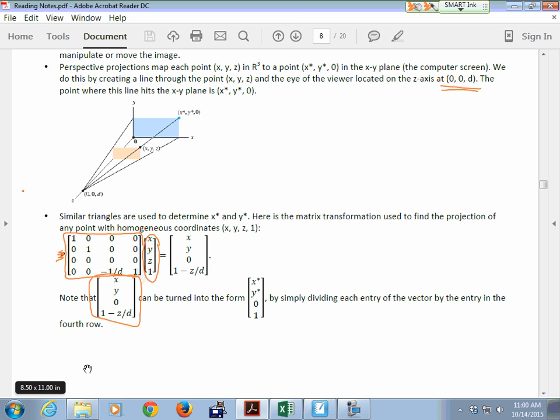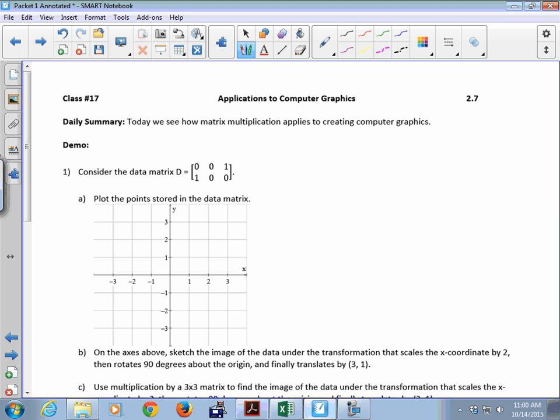And we'll do one together. It'll be clearer. Okay, so now we'll do some examples.